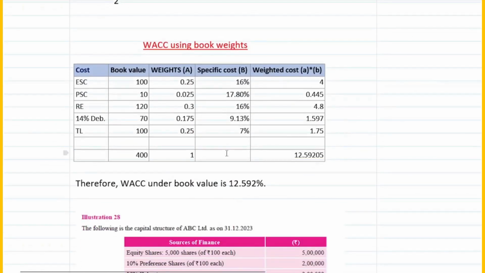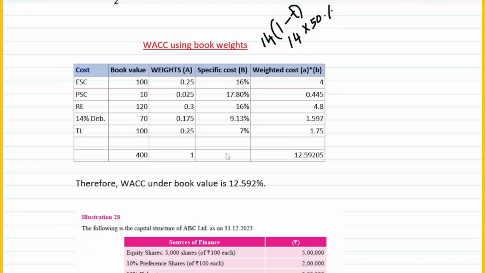Next, term loan, like I discussed, term loans are also tax deductible. So 14% into 1 minus tax. So tax here is 50%. So 14 into 50%, that is equal to 7%, which I have given here.